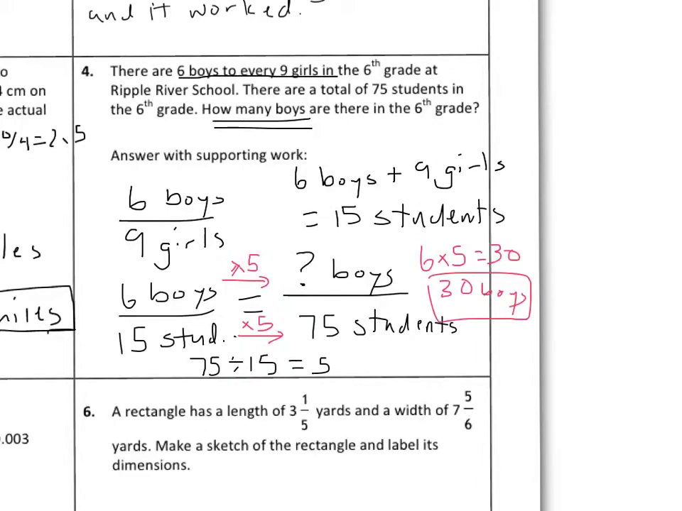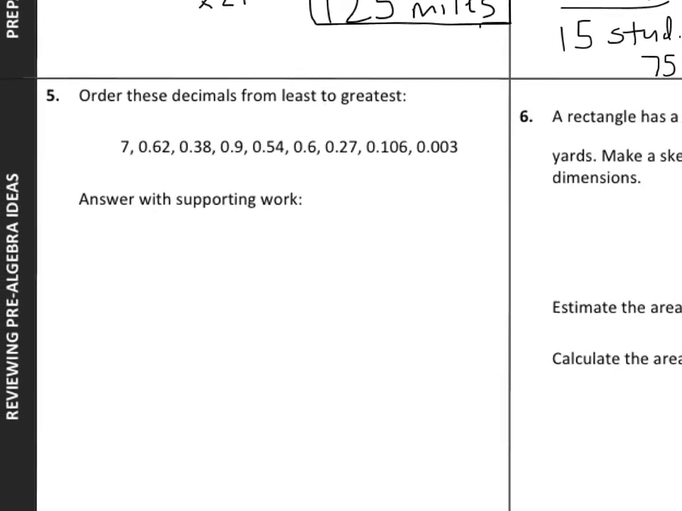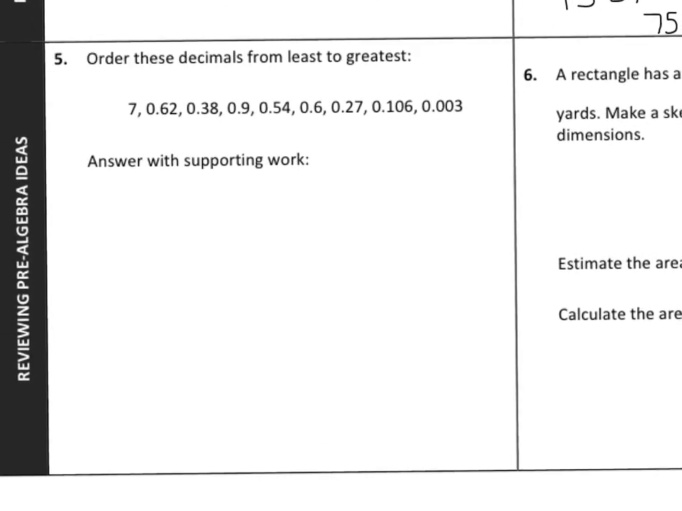Alright, and we're almost done. Only a couple more problems left. So we're going to order these decimals from least to greatest. Alright, so I see a 7 right off the bat. That is a pretty big number compared to the rest. In fact, I'm going to scan through. That is 7 wholes, and the rest of these numbers, none of them have a whole. So I'm going to go ahead and put this number 7 all the way over here on this side because I know that's the largest.